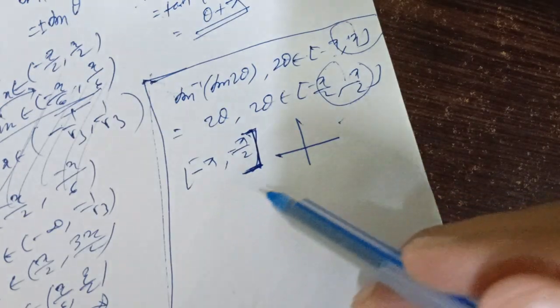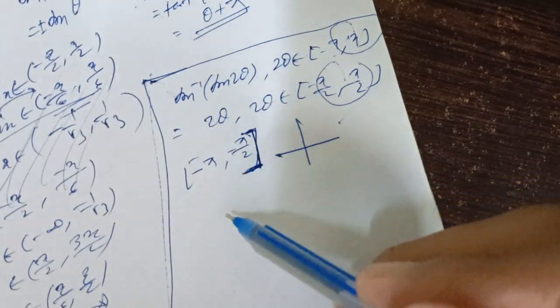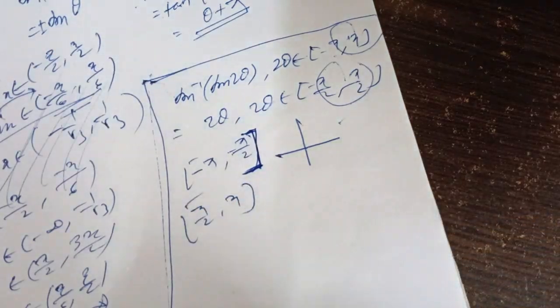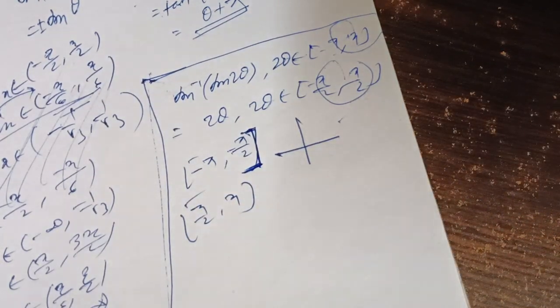Okay, you can put the value and check. I'm not going to go into that. Okay, and these two branches are remaining.